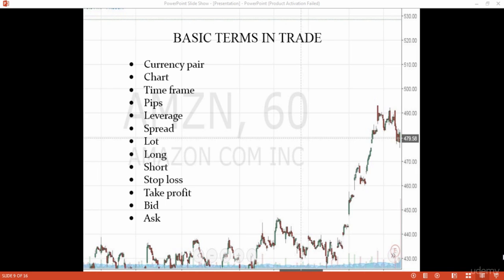Basic terms in trade. Before you begin trading on the stock exchange, it is necessary to learn the basic terms and the concepts used in trading. These concepts include a currency pair, chart or graph, time frame or time zone, pips (measuring unit on the stock market), leverage or financial levers, spread or brokerage commissions, lot (size of stake), long (buying position), short (selling position), stop loss (loss option limits), take profit (limit gain option), bid price, and ask price. We will now explain each of these concepts in a little more detail.